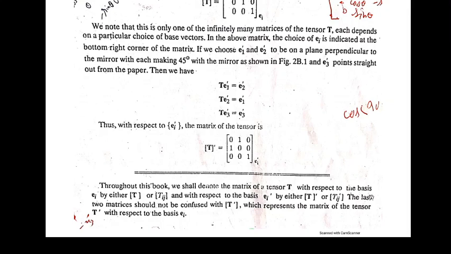The last two matrices should not be confused with this. Now if you have the dash inside the bracket, then this is the matrix of tensor T dash with respect to basis Ei. So if the dash is outside, then it is the matrix with respect to Ei dash, and if the dash is inside, then it is the matrix of T dash with respect to Ei. So keep this in your mind.